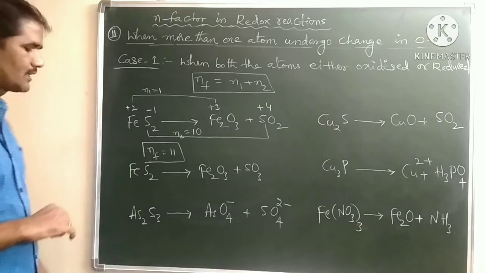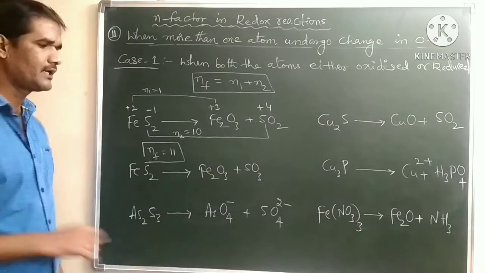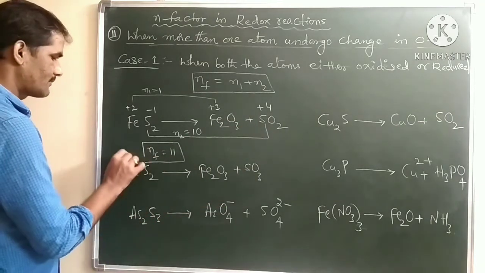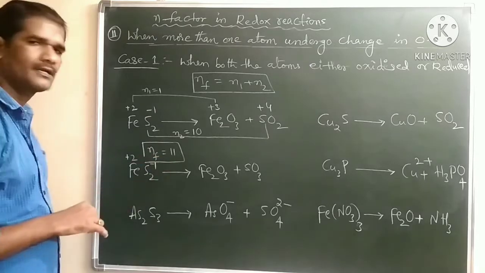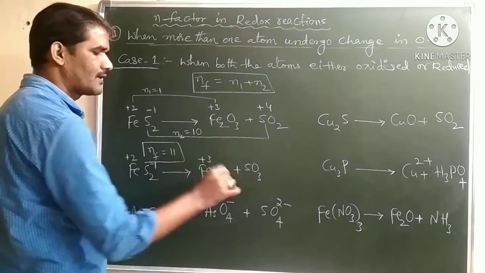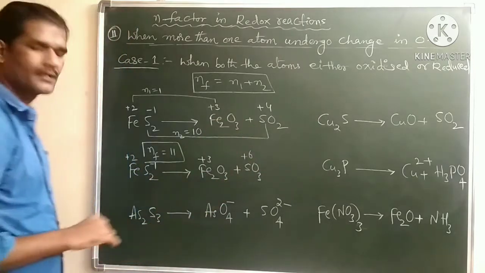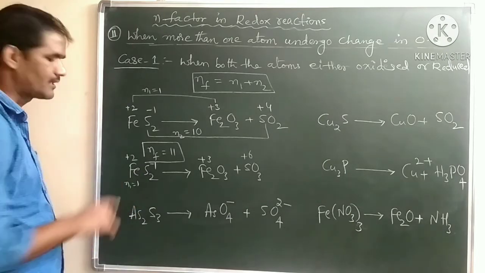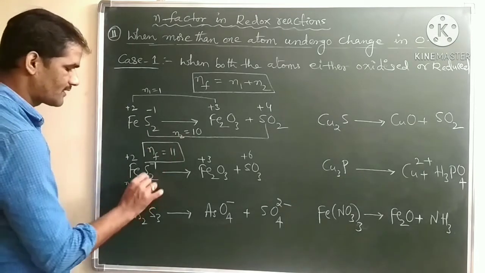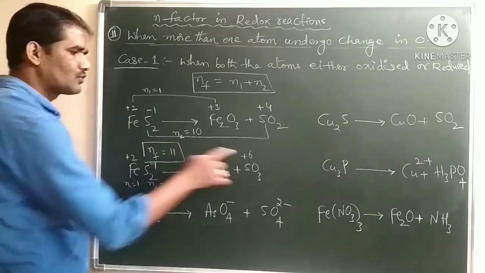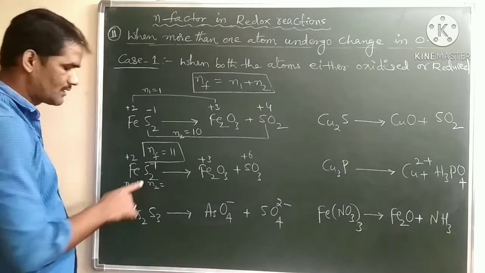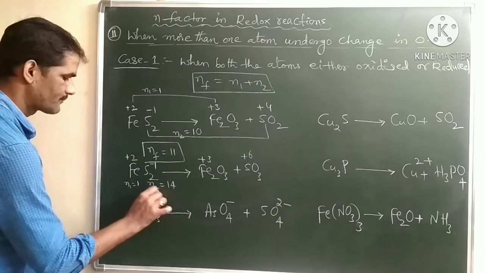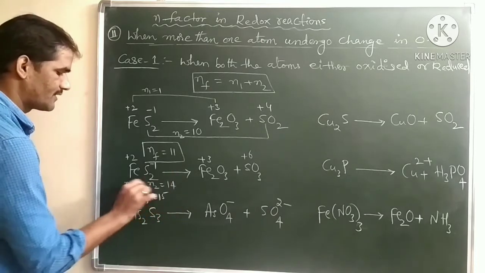And here the second molecule, again FeS2, Fe2O3 and sulfur trioxide. Previous case sulfur dioxide, here sulfur trioxide. Again the same, iron +2 to +3 and sulfur -1 to +6. Same for iron, N1 is 1, the same change +2 to +3, but sulfur N2 is -1 to +6, so change is 7. Again 2 sulfurs are there, so 14. Now the resultant n factor is 1 plus 14, and that is 15.